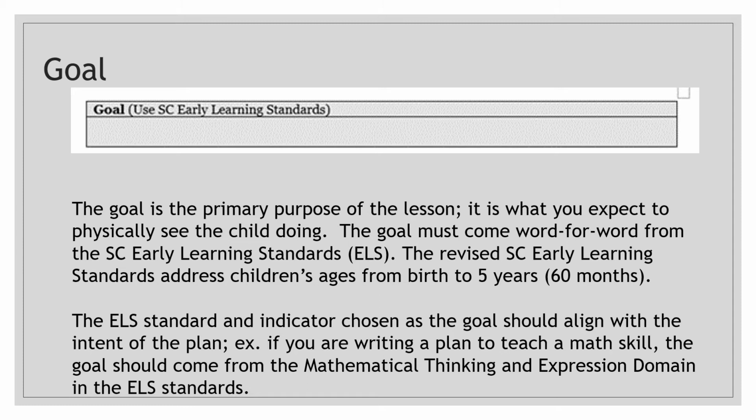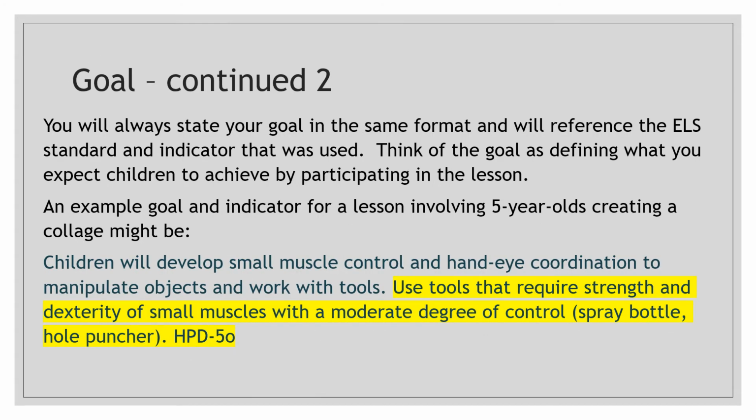The Early Learning Standard and indicator chosen as the goal should align with the intent of the plan. For example, if you are writing a plan to teach a math skill, the goal should come from the mathematical thinking and expression domain in the ELS standards. You will always state your goal in the same format and will reference the ELS standard and indicator that was used. Think of the goal as defining what you expect children to achieve by participating in the lesson.